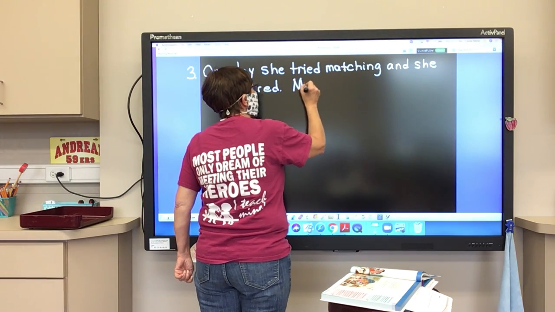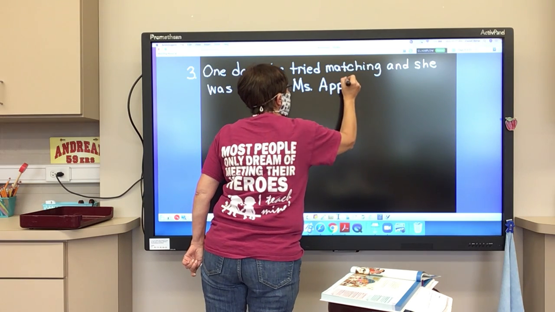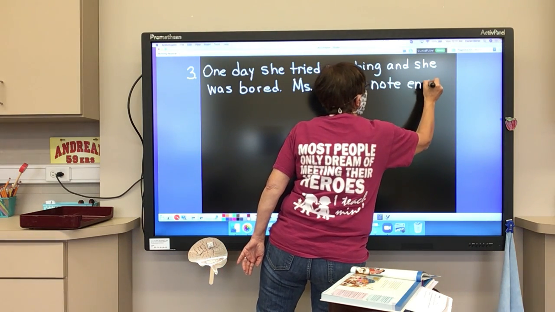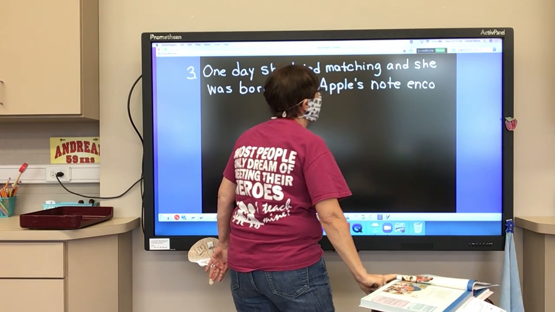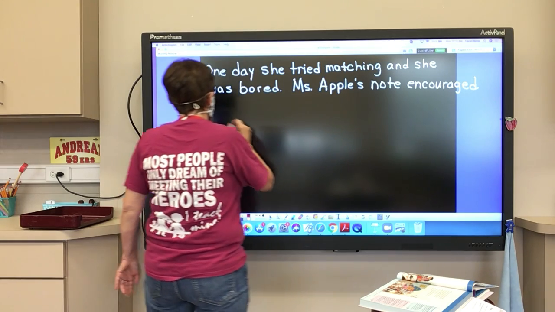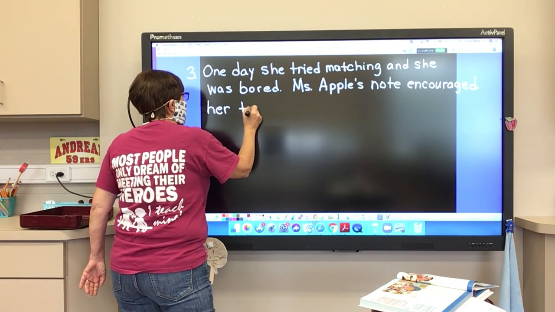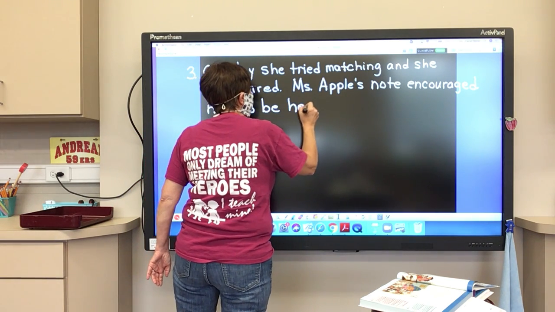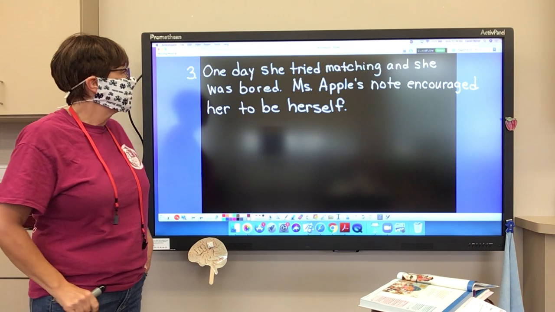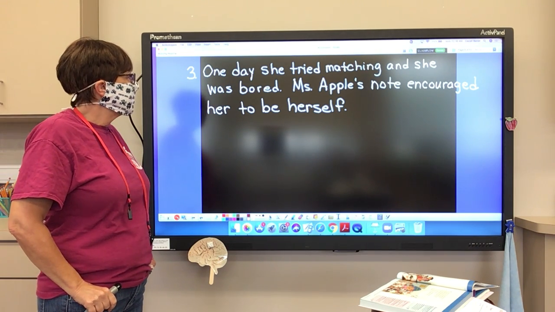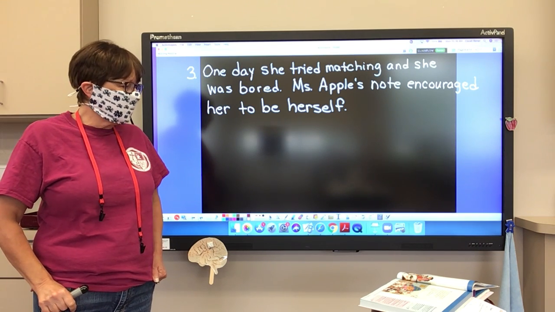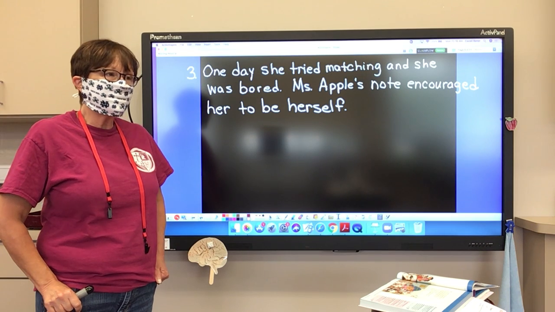Ms. Apple's note encouraged her to be herself. I think that's what we should say. Encouraged her to be herself. Yeah, she did not like matching. She was bored by matching. She didn't feel good about herself. She wasn't herself when she matched.